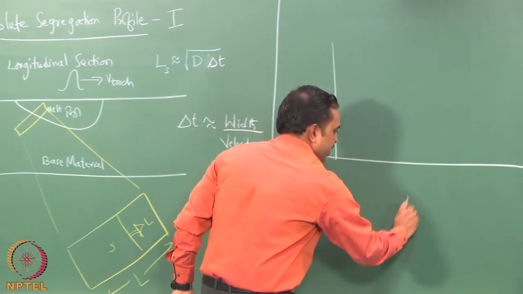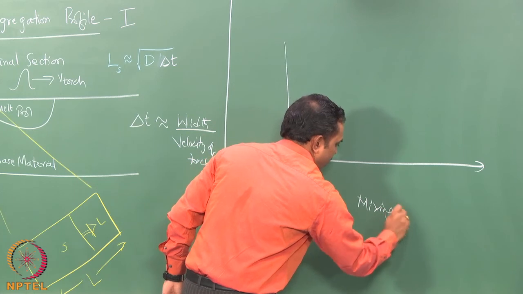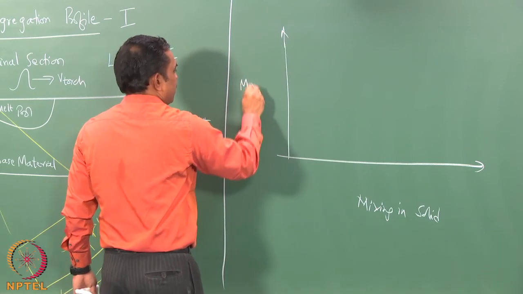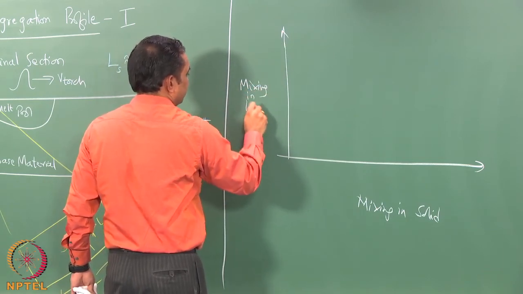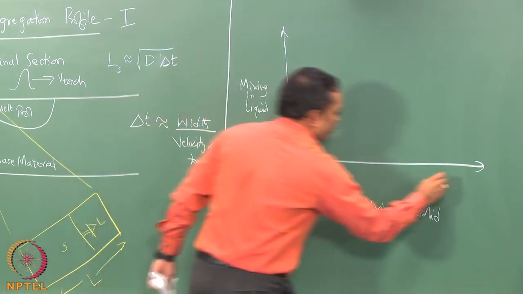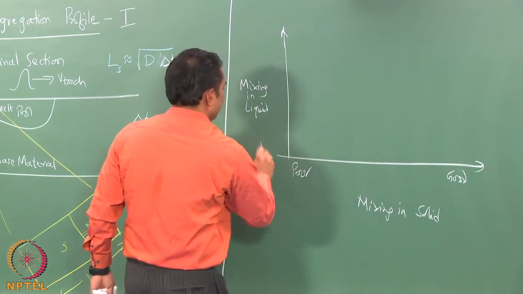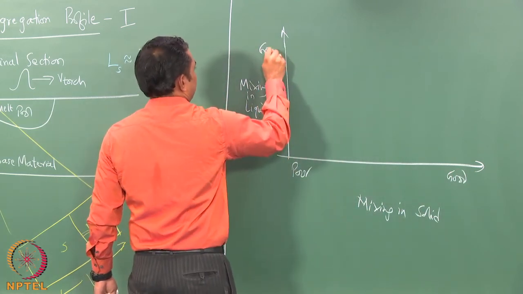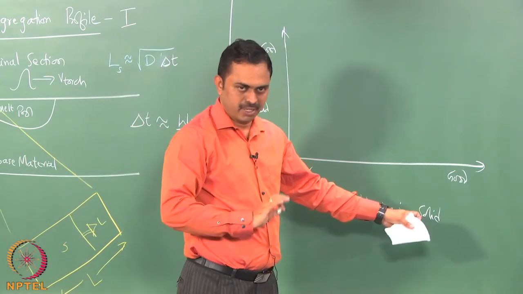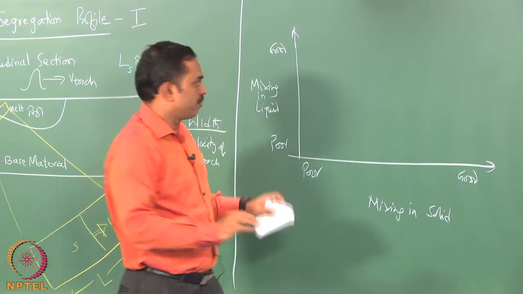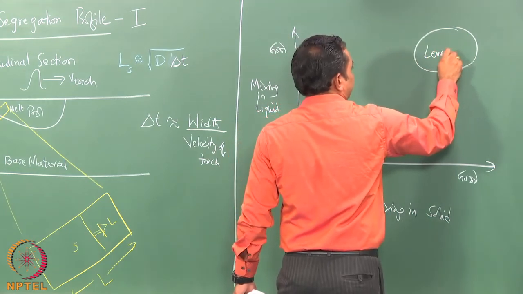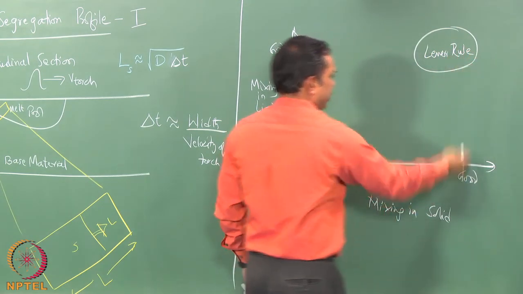On the x axis, we can say mixing in solid, and on the y axis we put mixing in the liquid. What we mean by this corner is poor mixing and good mixing, and here also poor mixing and good mixing. What we meant by the lever rule is that we assumed the mixing in the solid is perfect, complete, and mixing in the liquid is also complete, which means it is here in this domain that we get the lever rule. It is good in both.